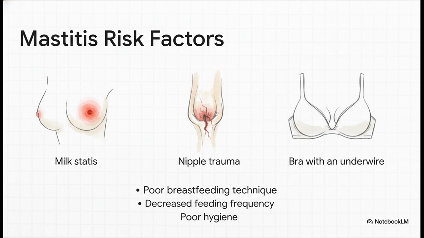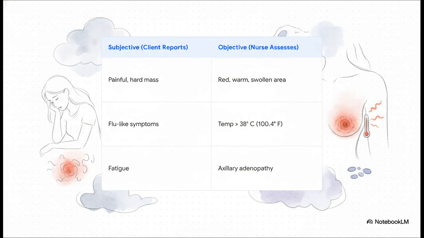Even something as simple as an underwire bra can cause problems by blocking a milk duct. So let's break down what the client tells you versus what you find on your own. They're going to report feeling like they have the flu, chills, body aches, and they'll point to a really painful hard spot on their breast. That's your subjective data. Then, your hands-on assessment, your objective data, will confirm it. You'll find a warm, red, swollen area, that telltale fever, and maybe even some swollen lymph nodes in their armpit on the affected side.